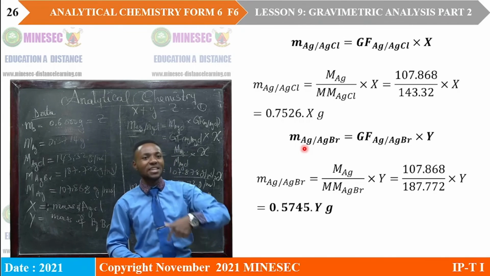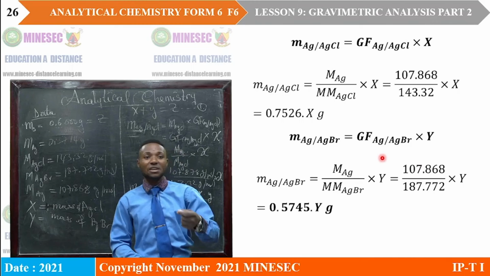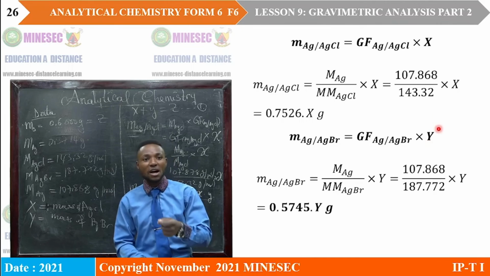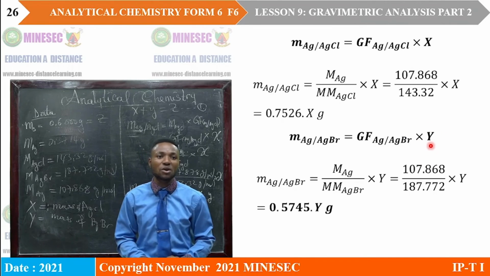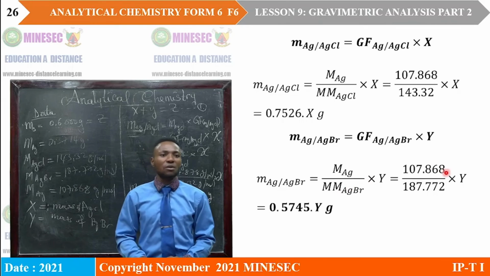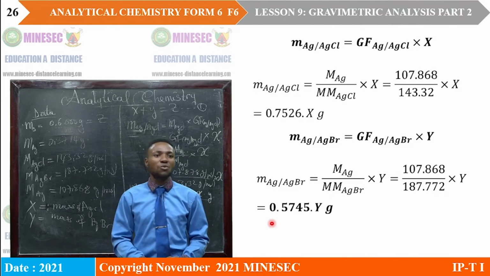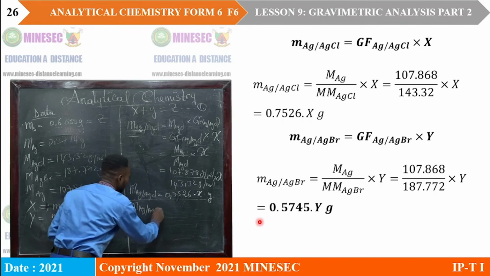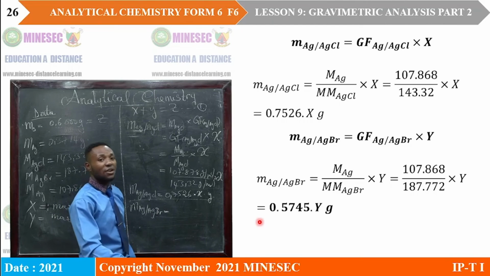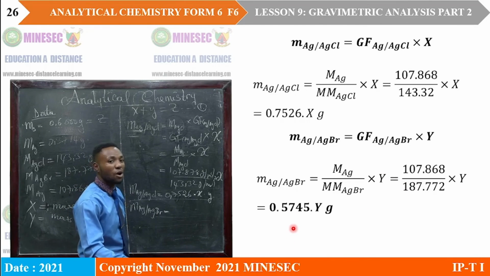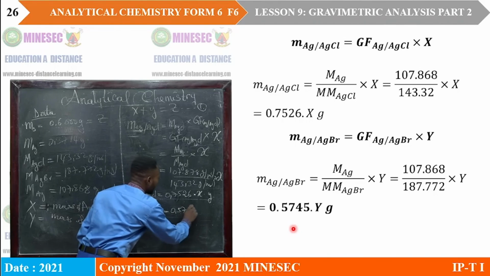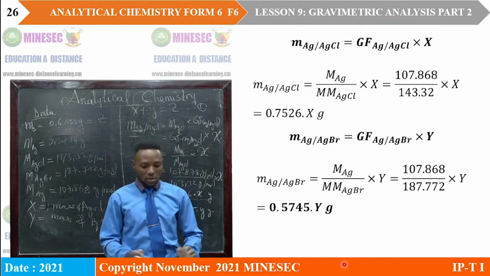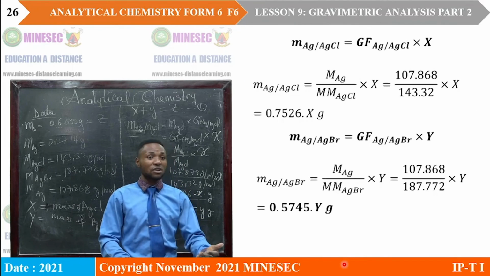The mass of silver in the second compound with the silver bromide is the gravimetric factor of silver in silver bromide times the mass of silver bromide. And we said that the mass of silver bromide is Y. And making the necessary calculations, we are going to have the second equation, which is the mass of silver in silver bromide is equal to, after calculating this, 0.5745Y grams. Remember, it is not a real value.